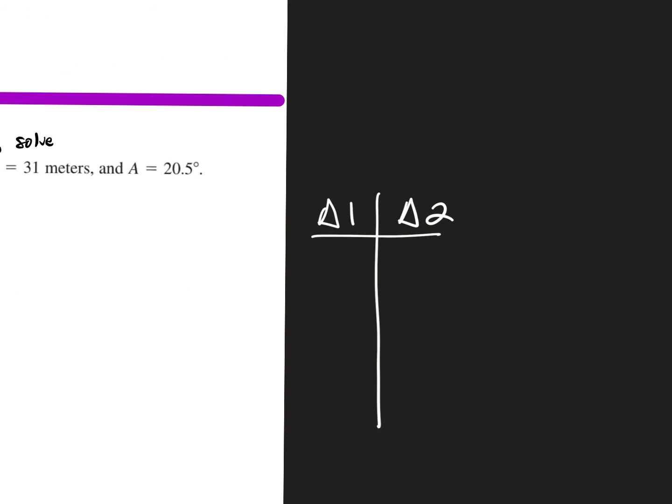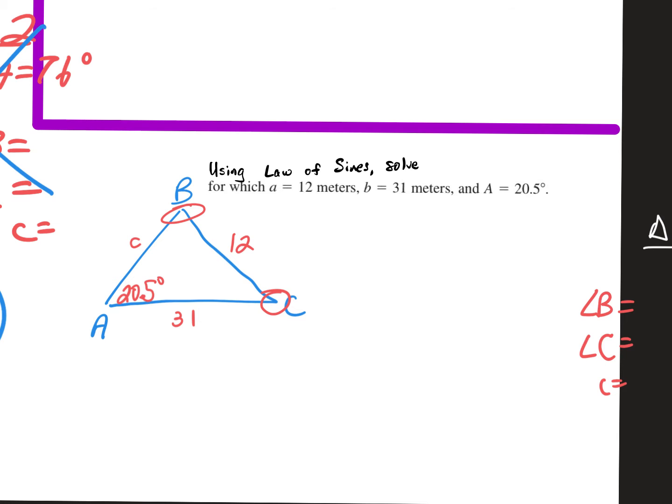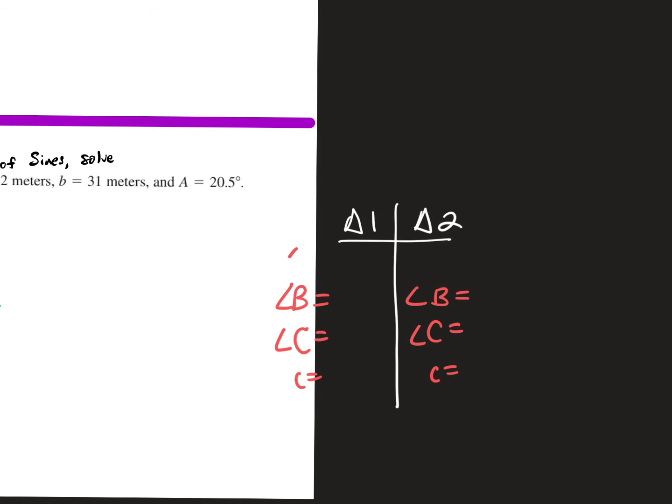Okay, so let's just write that down. This is what I have to find. I have to find angle B, I have to find angle C, and I have to find side C in both triangles if there is a triangle, if there is a second triangle. What is given to me at the beginning? A is 20.5. So I'm going to say, in both triangles, if there are two, A is 20.5 degrees.